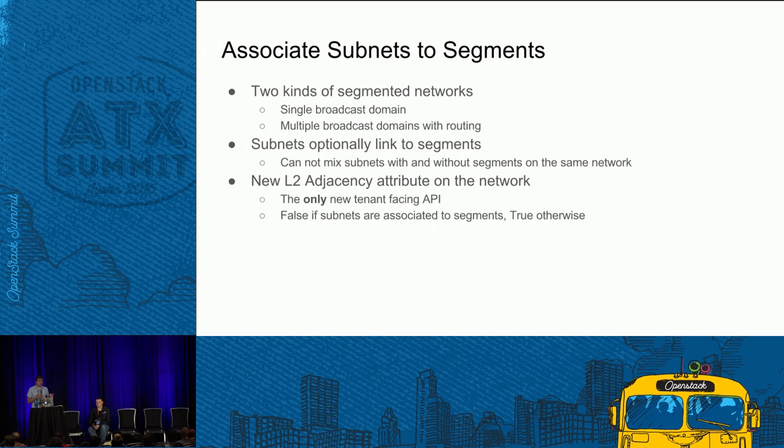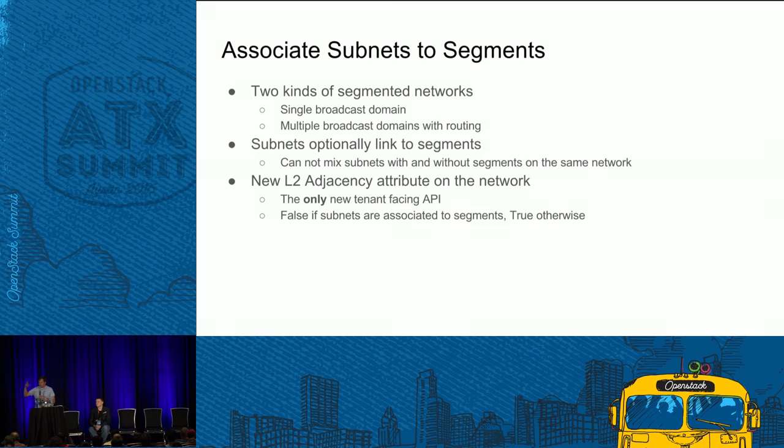But how do we tell the difference? How do we tell the difference between an existing network with multiple segments and L2 connectivity throughout, and a new routed network with multiple segments and no L2 connectivity between them, only L3 connectivity? And the way we're going to do that is the subnets that sit on a network. Subnets will still associate with a network, but we can optionally associate a subnet with a segment.